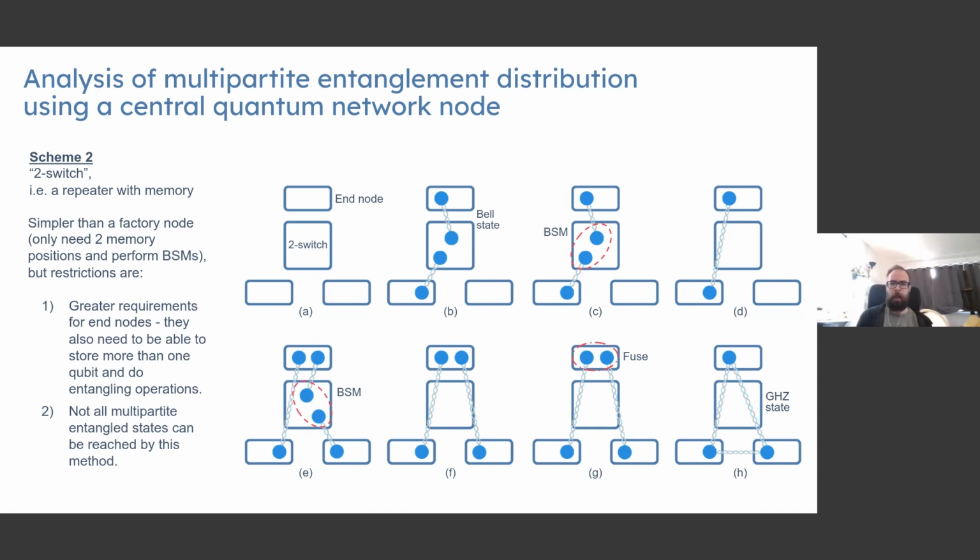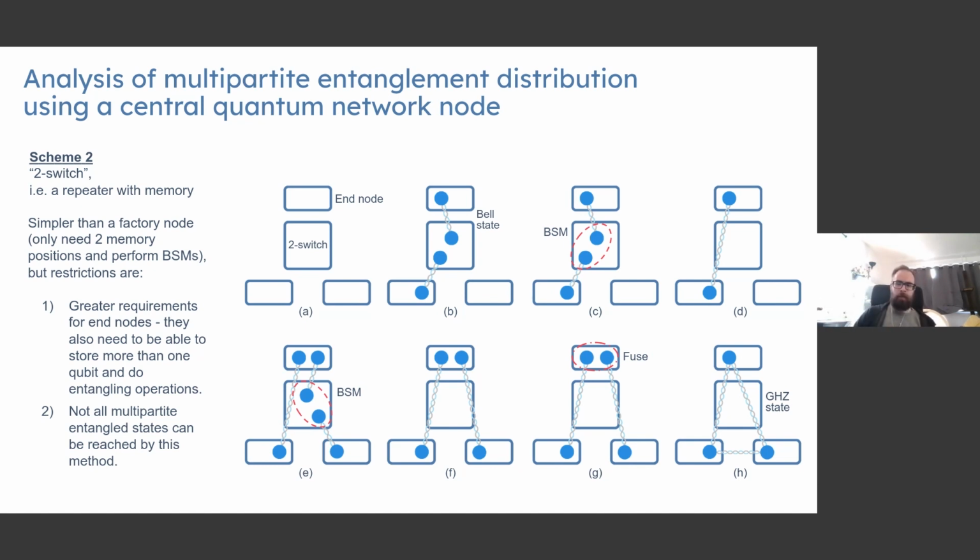The downsides are that it therefore requires a bit more of the end nodes themselves, right? So here, the end nodes actually have to be able to store more than 1 qubit and do this fusion operation, which is a 2 qubit entanglement operation. And so that's a bit more than just holding a qubit as before. And the other downside is that not all multipartite entanglement states can be reached by this method. A GHZ state can, but not all can. So depending on what you want to do, this may not work for you.